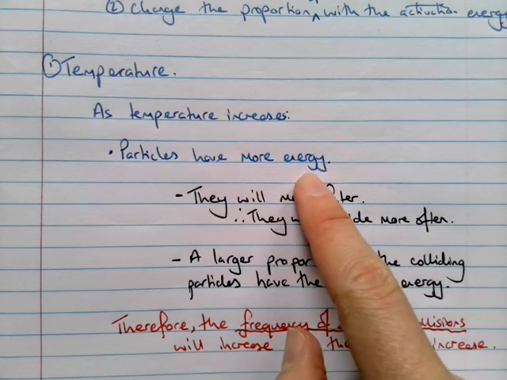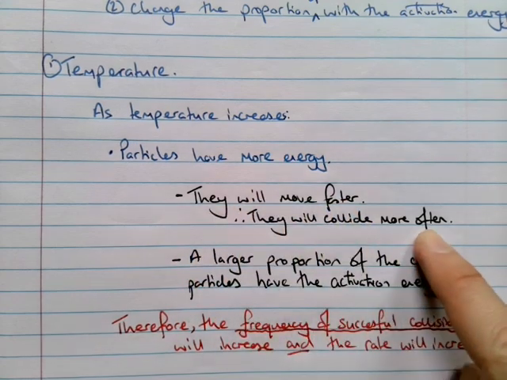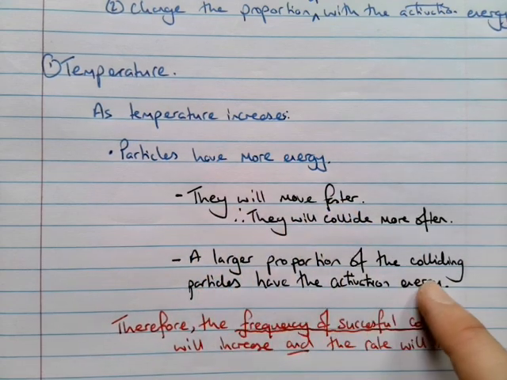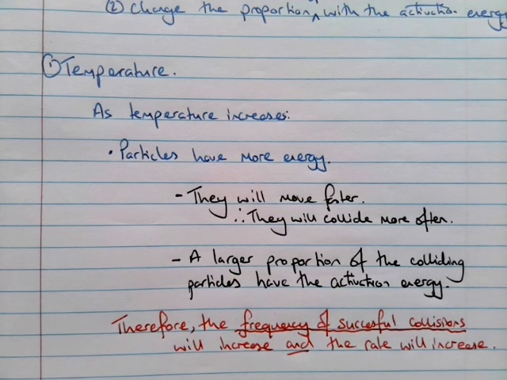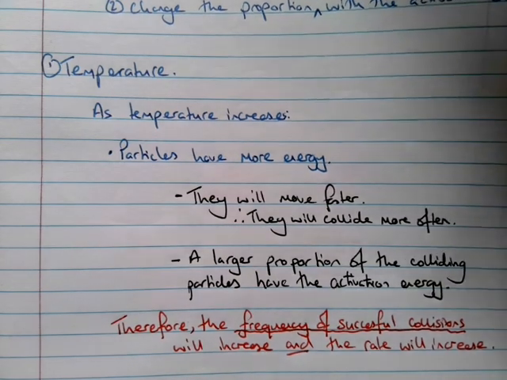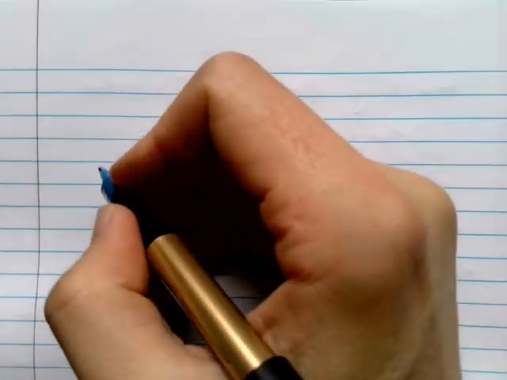So they have less energy, they move slower, collide less often, a smaller proportion of the particles have the activation energy, therefore the frequency of successful collisions will decrease and the rate will slow down. All right, good. Okay, number two. Let's move on to number two.